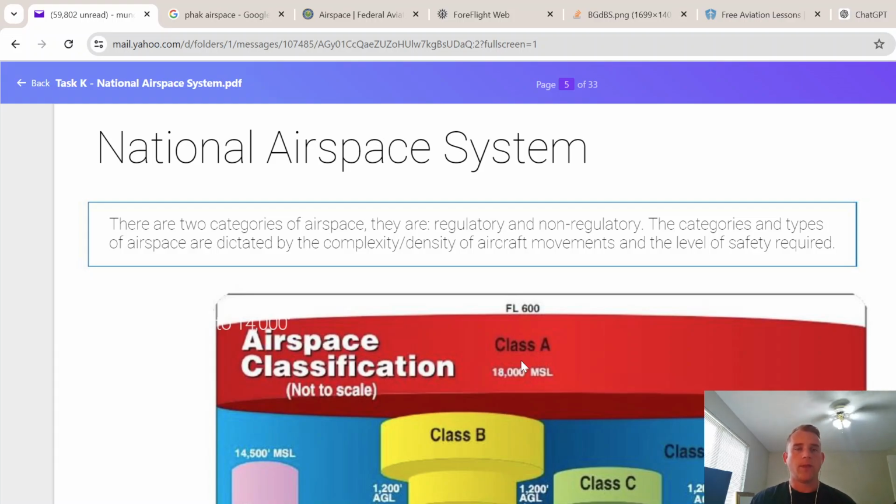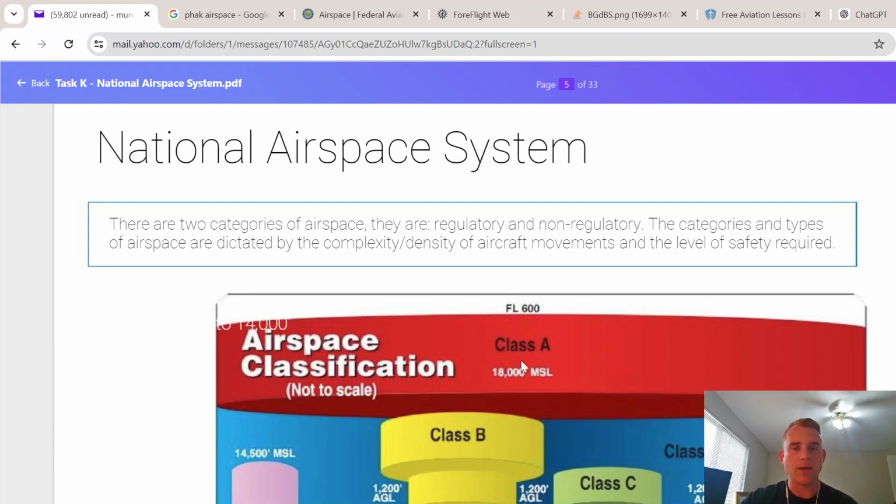National Airspace System. There are two categories of airspace. There are regulatory and non-regulatory. The categories and types of airspace are dictated by the complexity and density of aircraft movements and the level of safety required, all of which I will show you guys examples of.